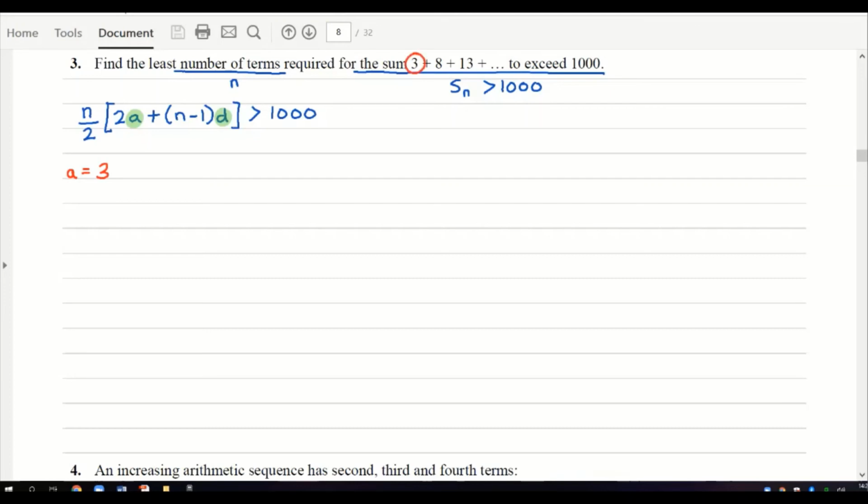And we need the common difference. So how do we get from 3 to the next term, which is 8? It must be 5. We're adding 5, so it's a positive 5 there. All right, so we have everything we need. So we're going to substitute these two values into this inequality, and let's see what happens.